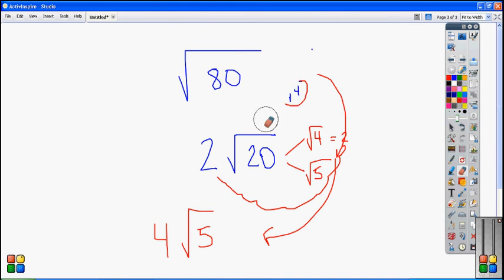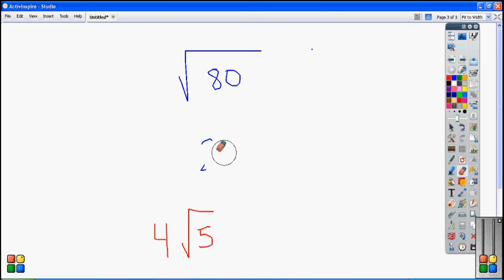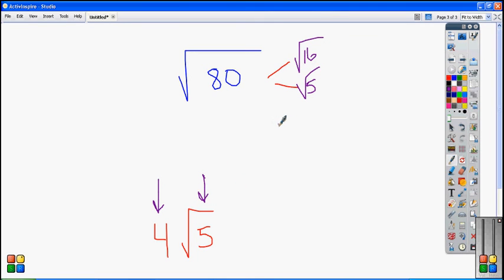So let me go ahead, bear with me here. I'm going to leave the answer so you know what the final answer would be. So instead of breaking it into a 4 and a 20, let's break this into two different numbers. How about a 16 and a 5? What is the square root of 16? Well, the square root of 16 is 4. And the square root of 5 stays as the square root of 5. So really it doesn't matter how many times you have to break it down. Just know that you have to break it down all the way until this number is no longer able to be broken apart anymore.